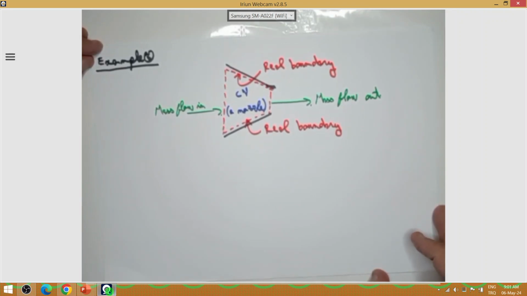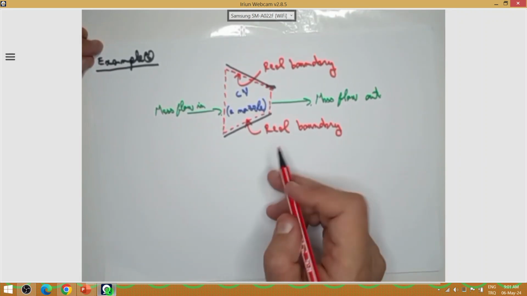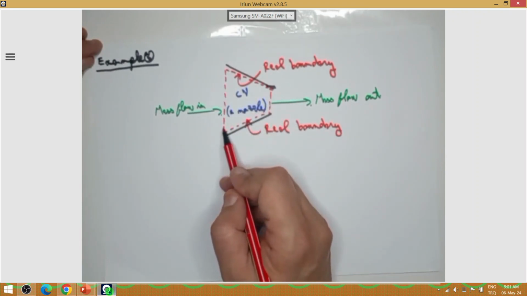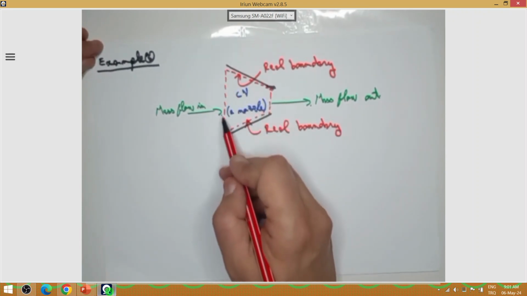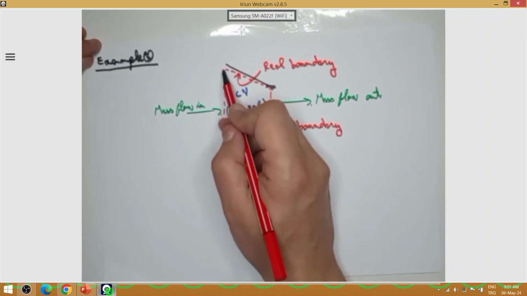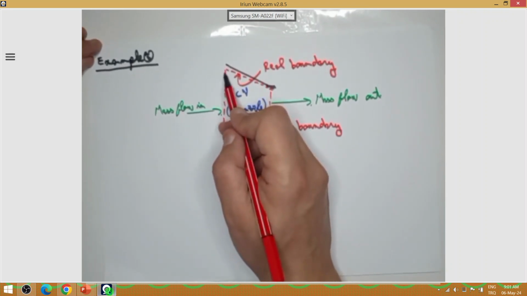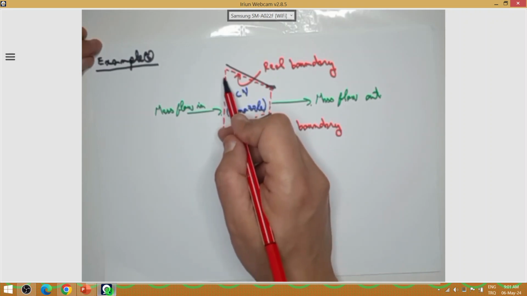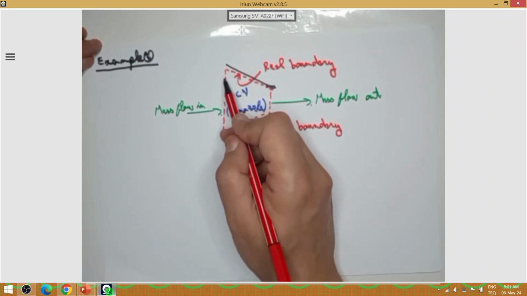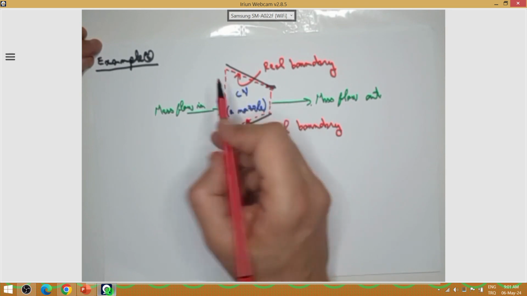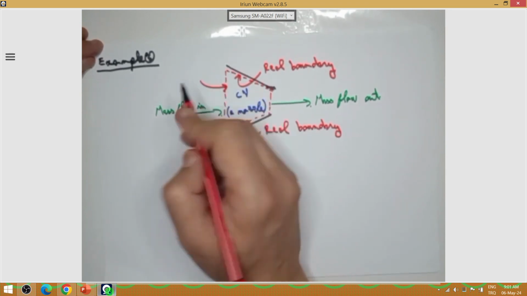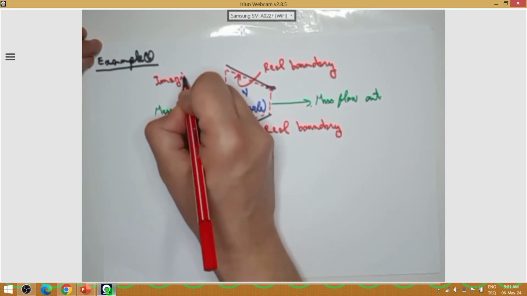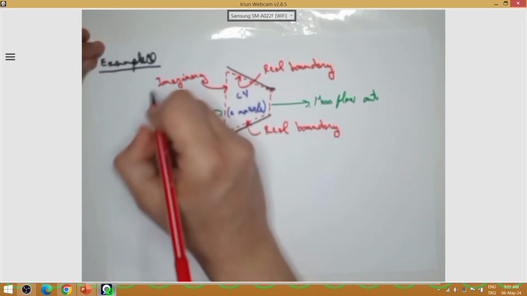But here we have imaginary boundaries. The boundary that we see here is just imaginary. We have just imagined this boundary. There is no material here. There is no surface. There is no wall of the nozzle. There is nothing here. It is just a boundary that we have imagined. Because of it, we call it an imaginary boundary.